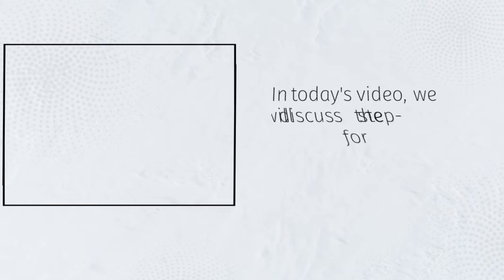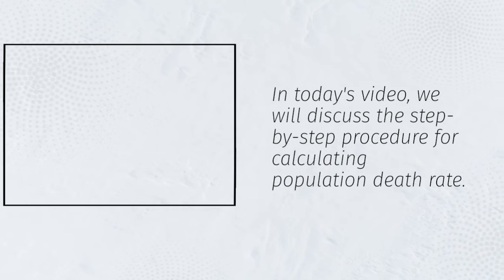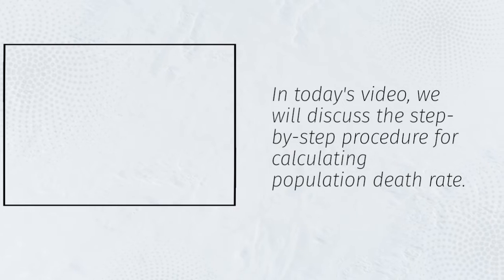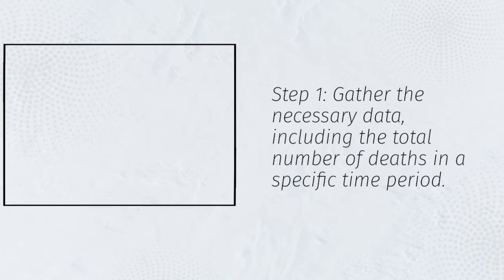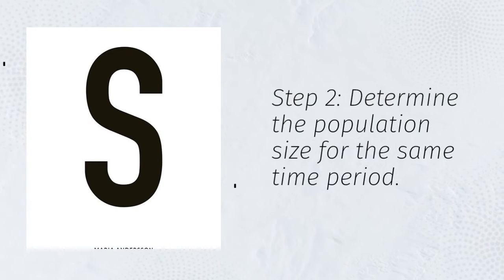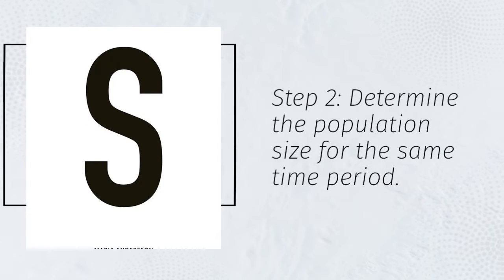In today's video, we will discuss the step-by-step procedure for calculating population death rate. Step 1. Gather the necessary data, including the total number of deaths in a specific time period. Step 2. Determine the population size for the same time period.